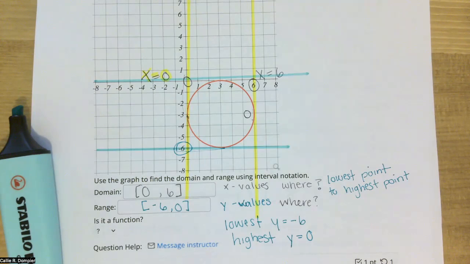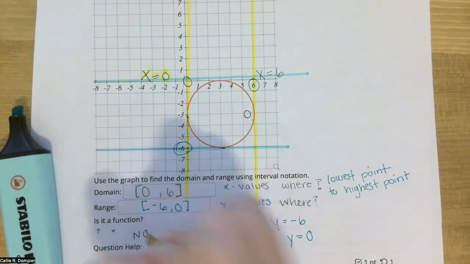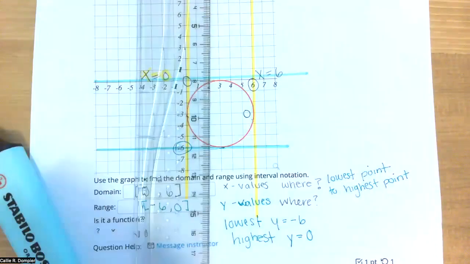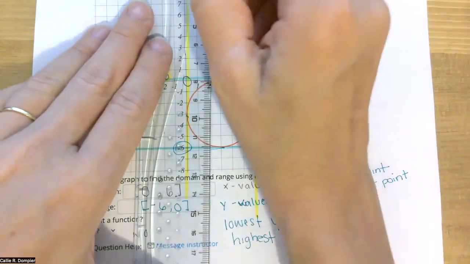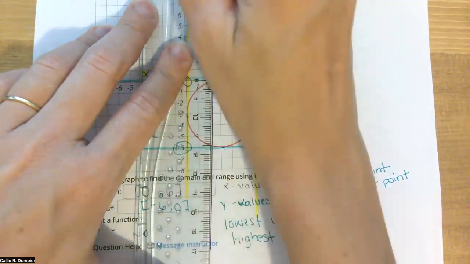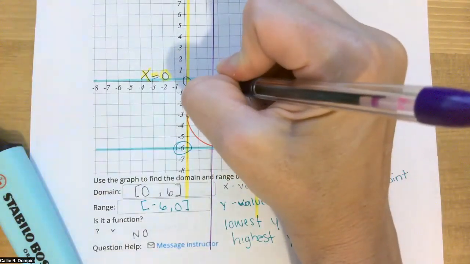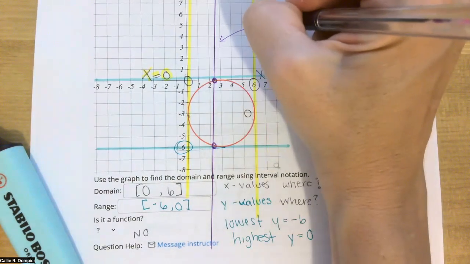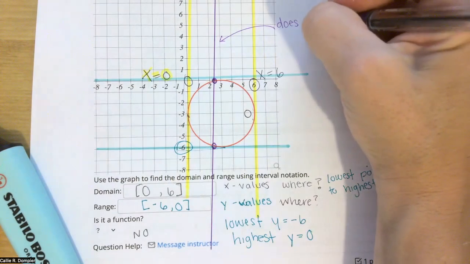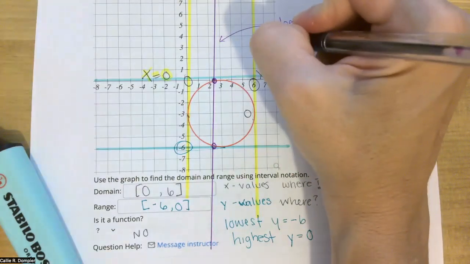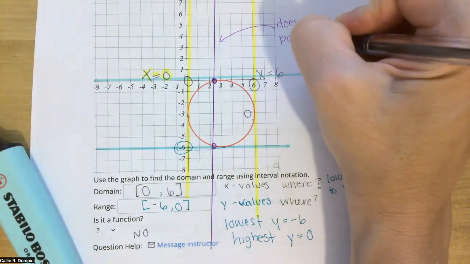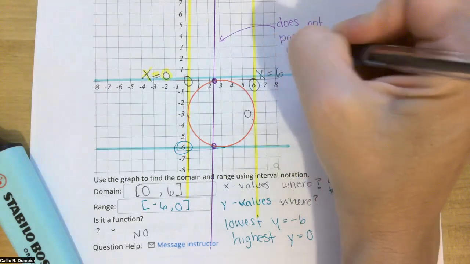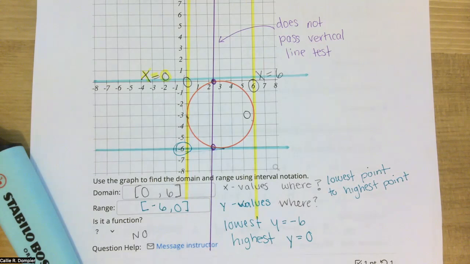Is it a function? It is not a function. Because remember, you should be able to take a vertical line and draw it anywhere on that function and only cross one time. Here we're crossing twice, so it does not pass the vertical line test. So it's not a function, okay?